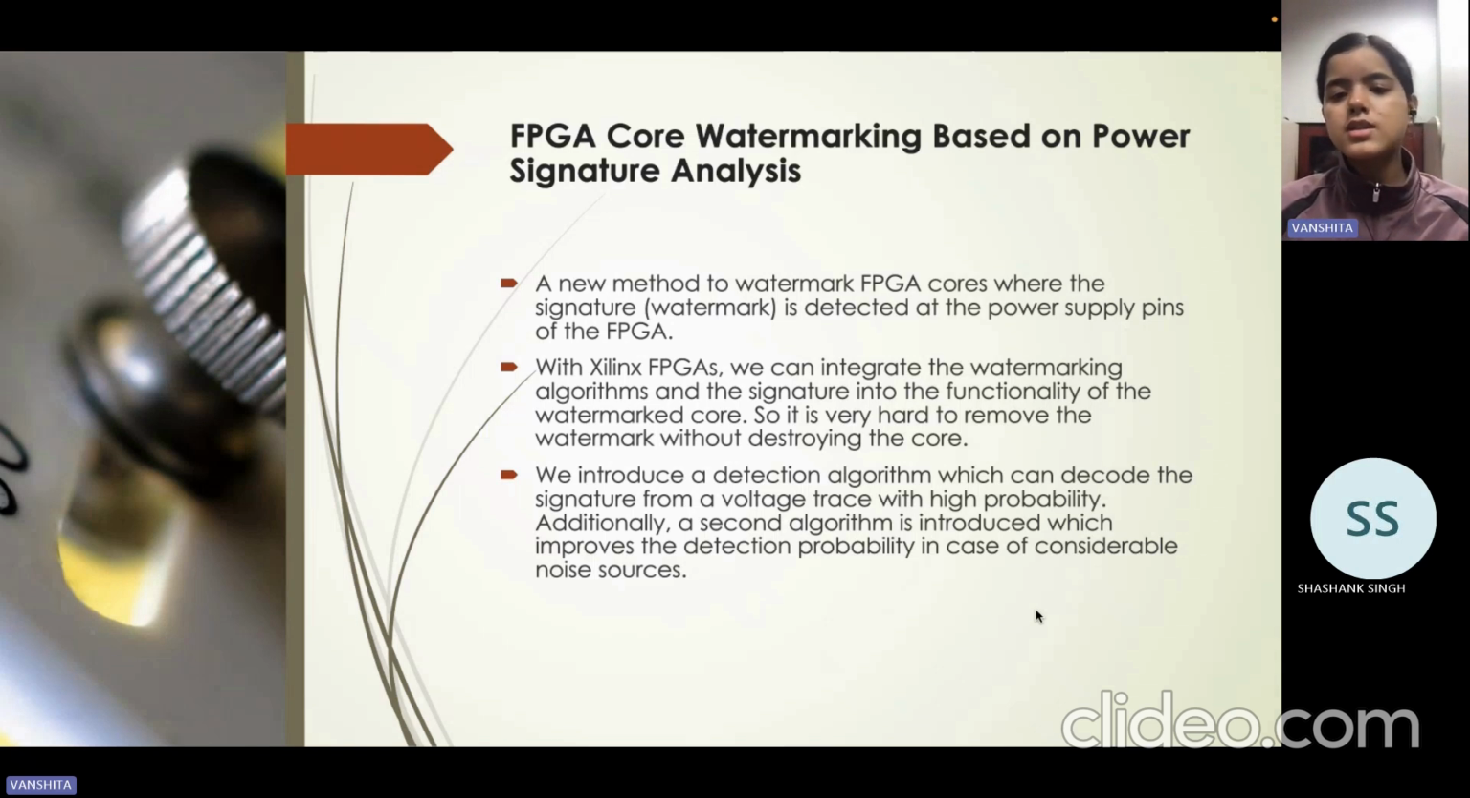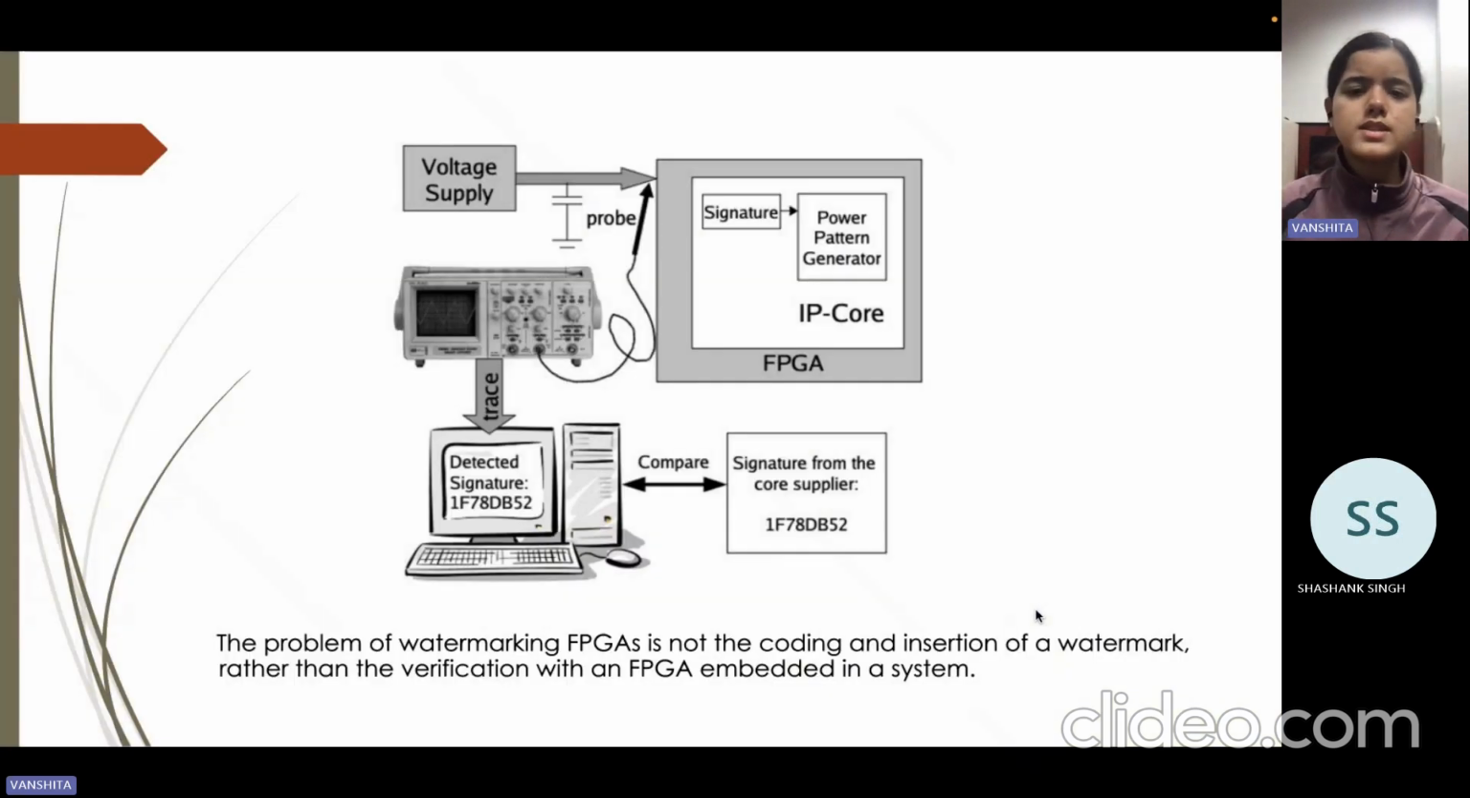Here, we introduce a detection algorithm which can decode the signature from a voltage trace with high probability, and then a second algorithm is introduced which improves the detection probability in case of considerable noise sources. Now, this is the diagram for FPGA. We are probing at the voltage pins. The problem of watermarking FPGAs is not the coding and insertion of the watermark, it's the verification with an FPGA embedded in the system.